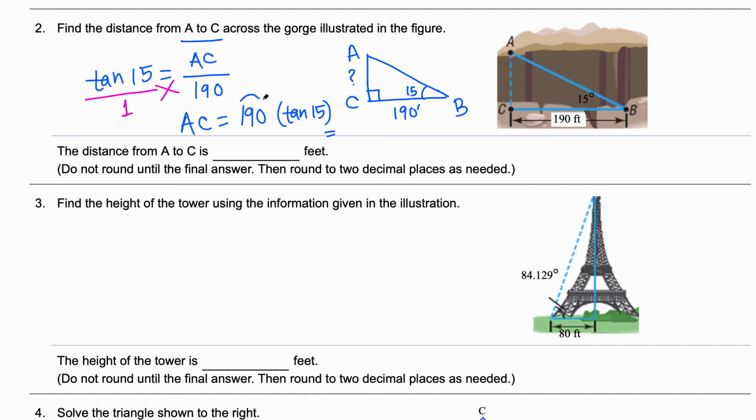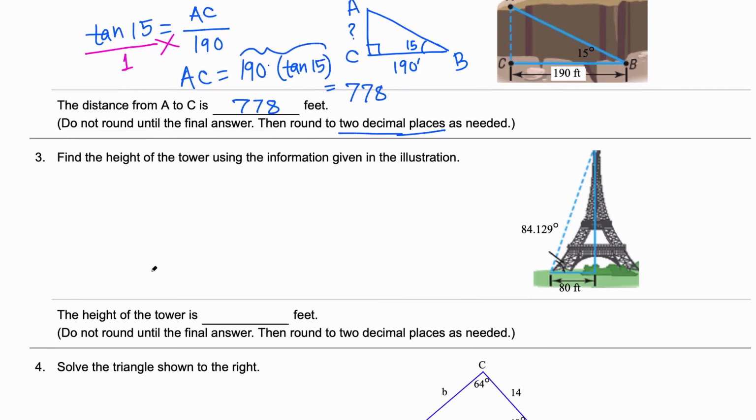Now use your calculator. So 190 times tangent 15, and we have to find 2 decimal places, same as previous. Using your calculator, this comes out to be 778. So the distance is 778 feet. Okay, 778 feet. Final. Let's move to number 3.